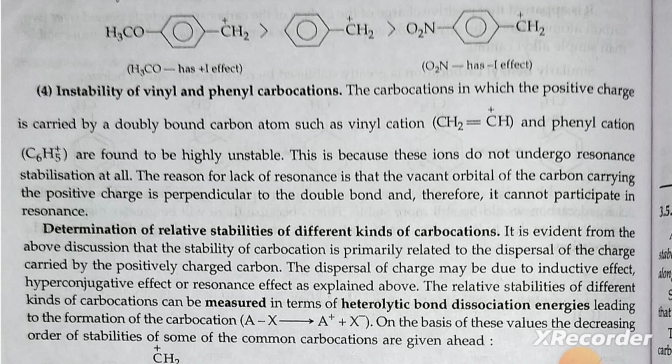Determination of relative stabilities of different kinds of carbocation. It is evident from the above discussion that the stability of carbocation is primarily related to the dispersal of charge carried by the positively charged carbon. The dispersal of charge may be due to the inductive effect, hyperconjugative effect or resonance effect as explained above. The relative stabilities of different kinds of carbocations can be measured in terms of heterolytic bond dissociation energies, leading to the formation of carbocation. AX gives rise to A positive plus X negative. On the basis of these values, the decreasing order of stabilities of some of the common carbocations is given ahead.